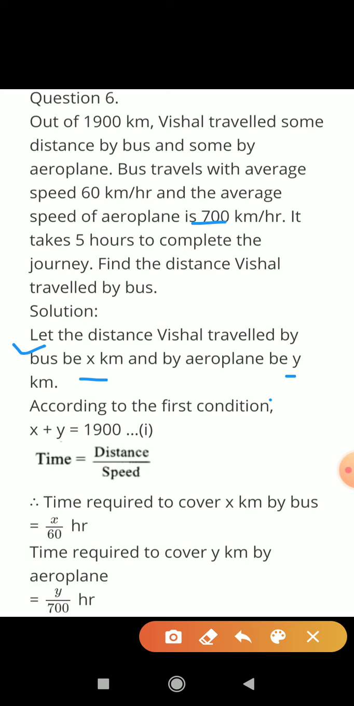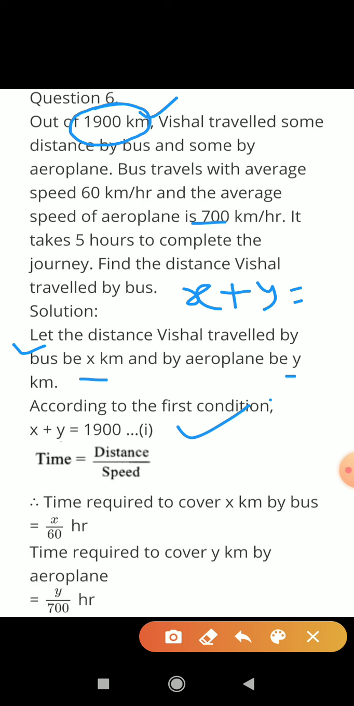kilometers. Then according to the first condition, the total distance is 1900 kilometers. And we consider the distance traveled by bus is x and the distance traveled by aeroplane is y. So the addition of these two becomes 1900. So from the first condition we get equation number 1, that is x plus y is equal to 1900. Okay, then we have to write the equation from the second condition.